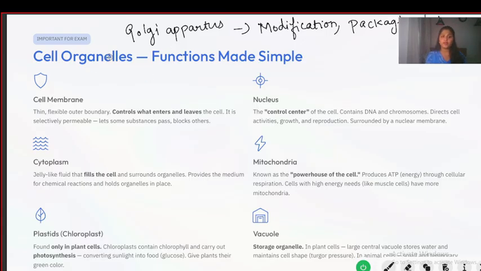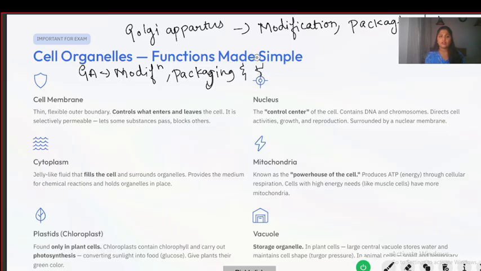Let me write it over here because it will not be visible on the screen. Golgi apparatus is present for modification, packaging, and transportation of certain components within the cell.